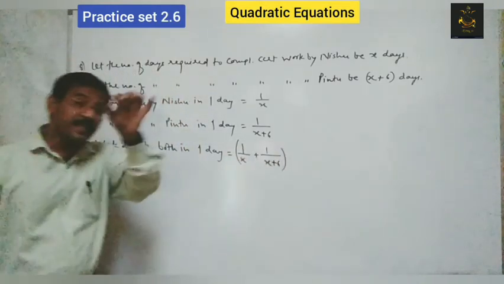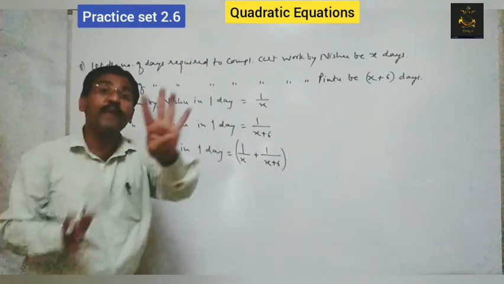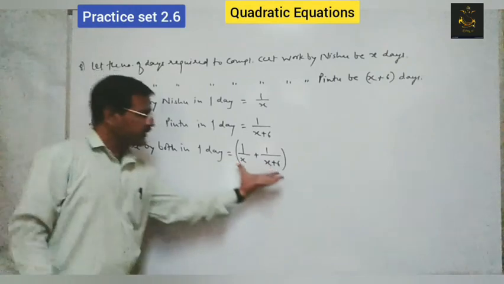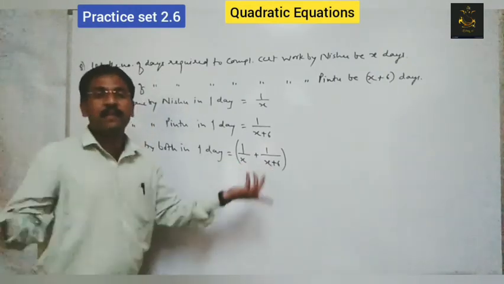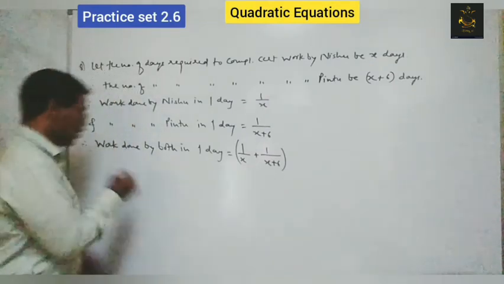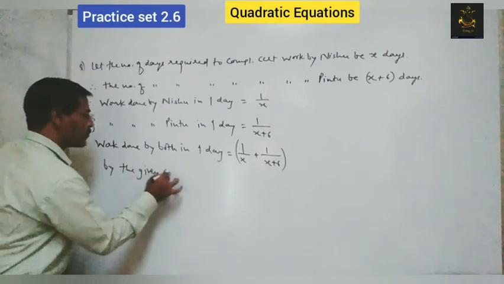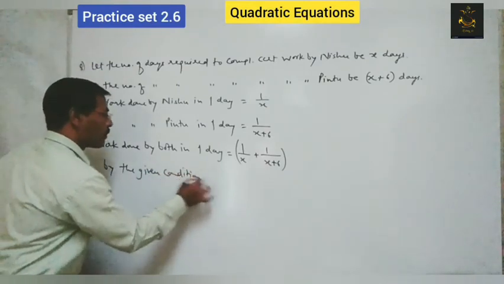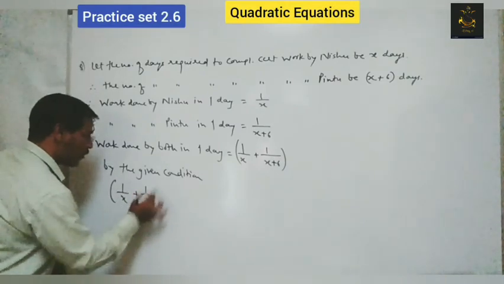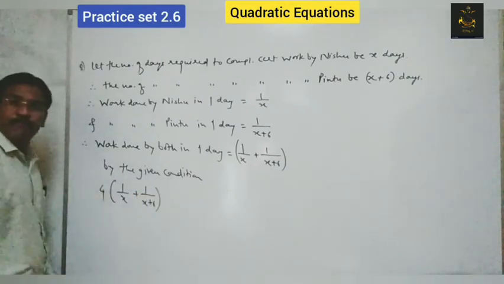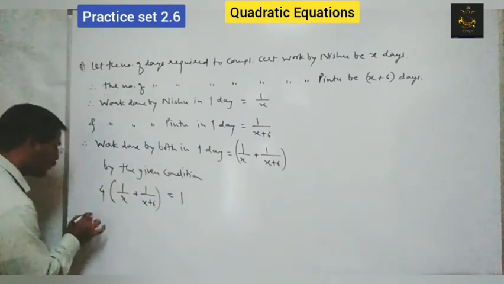Now look here. What is the given information? The complete work is done together in 4 days. Means this is in one day. So the same work done in 4 days, then the work will be finished. So by the given condition, this is in one day. So the same work in 4 days, then the work will be completed. Like this.